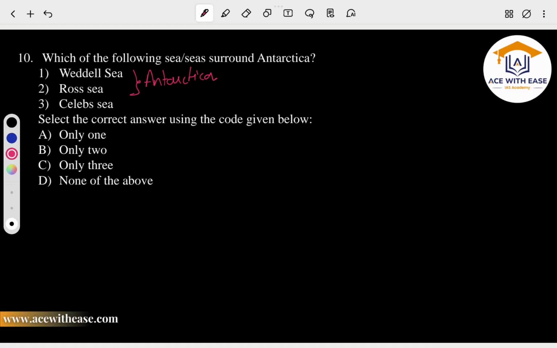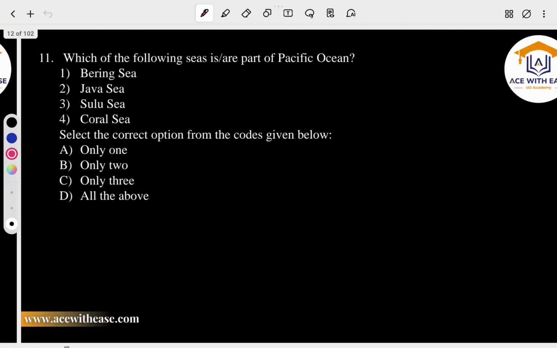Whereas the Celebes Sea is not near Antarctica, but near the South Asia region, in Southeast Asia. This is where we find the Celebes Sea. So here only two options are correct.